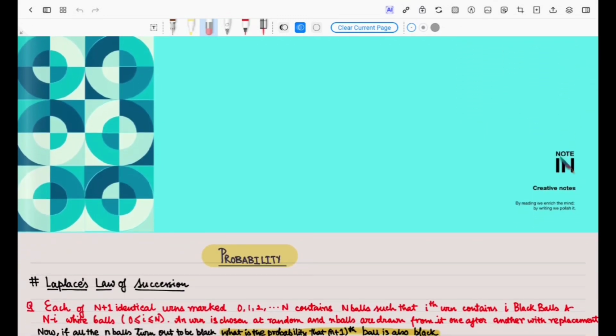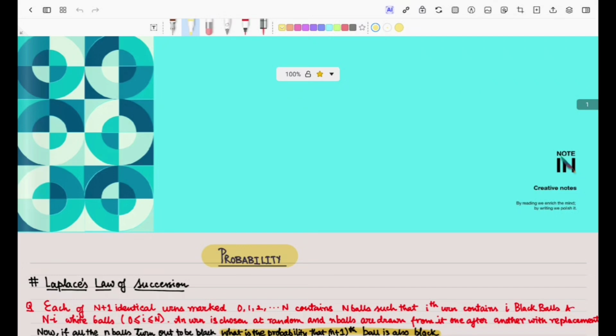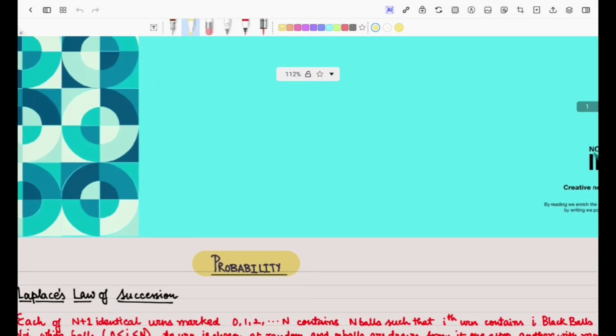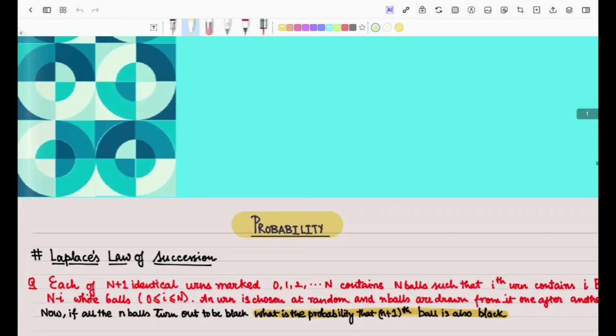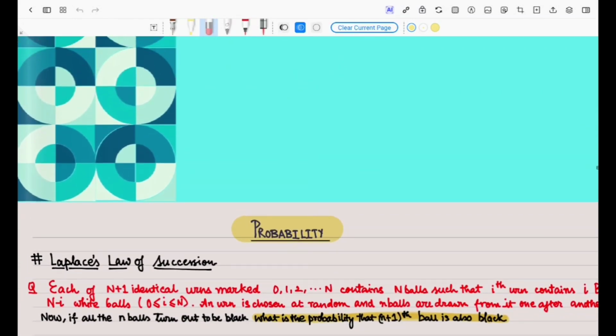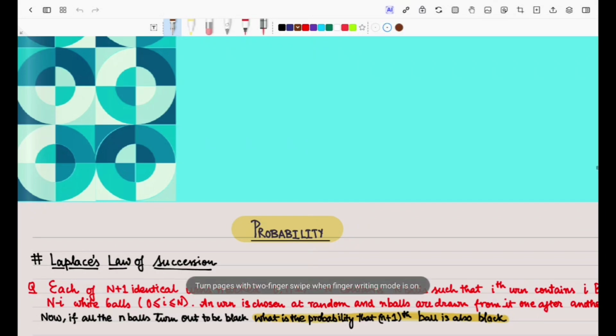So from probability we have got an amazing problem known as Laplace's law of succession. In this problem, it is given to us actually, let me just magnify it a bit. Yeah, so here is the problem. As you all can see, let me read it out to you all, because explaining the question line by line is very difficult here.